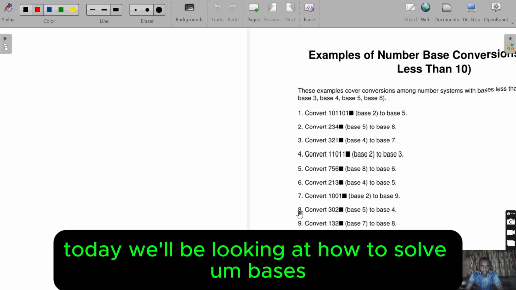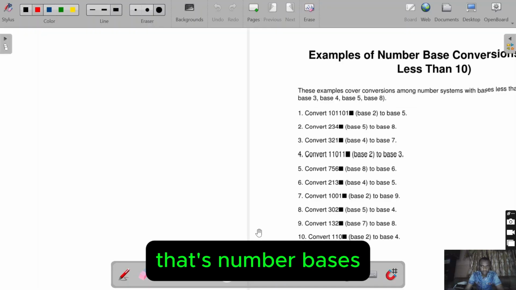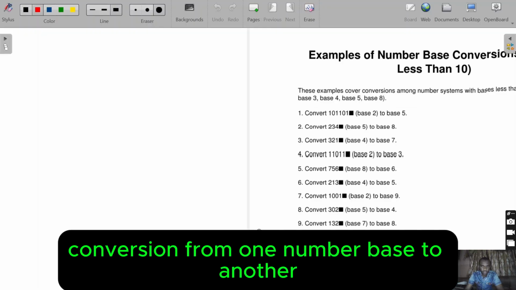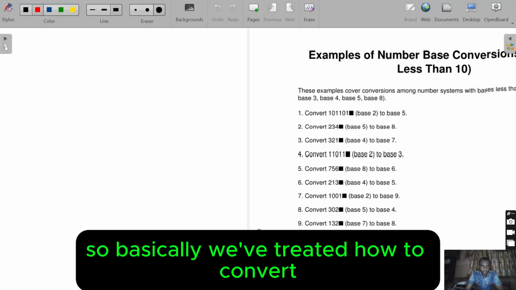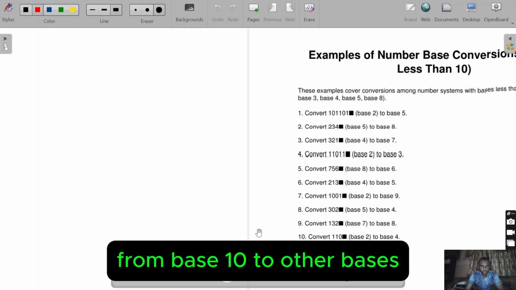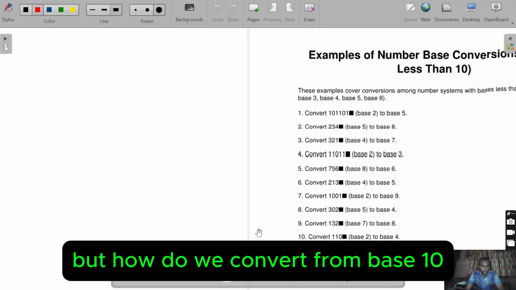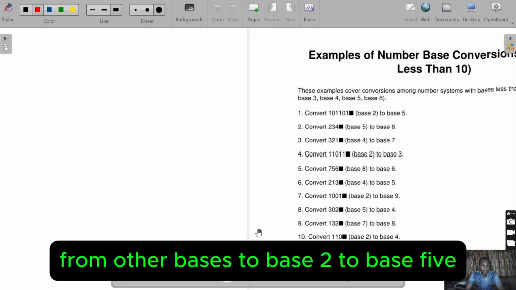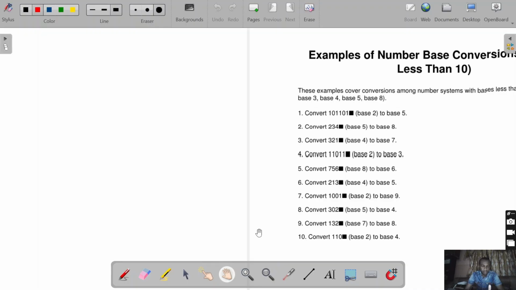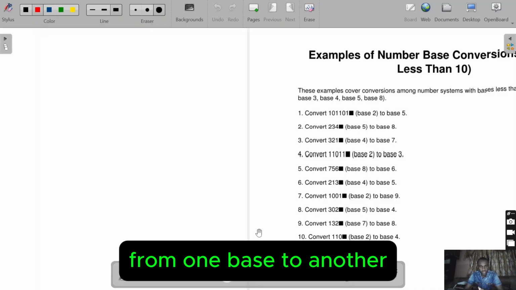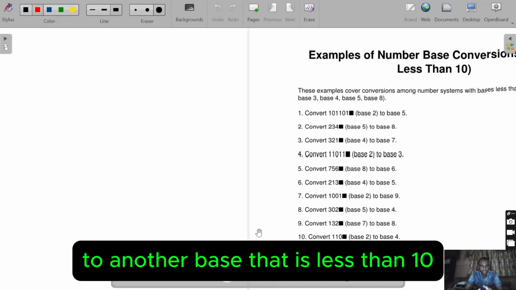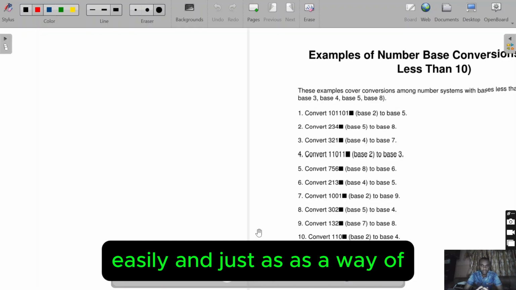Today, we'll be looking at how to solve number base conversion from one number base to another. Basically, we've treated how to convert from base 10 to other bases and from other bases to base 10. But how do we convert from other bases, say base 2 to say base 5, from one base less than 10 to another base that is less than 10 easily?